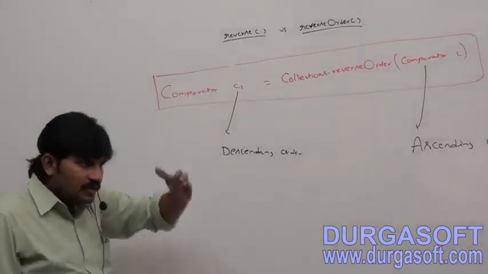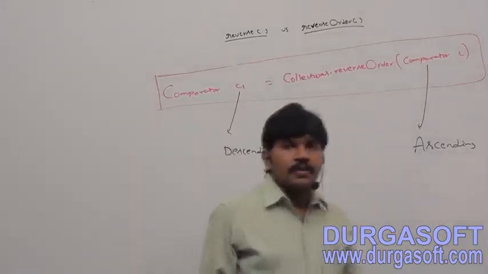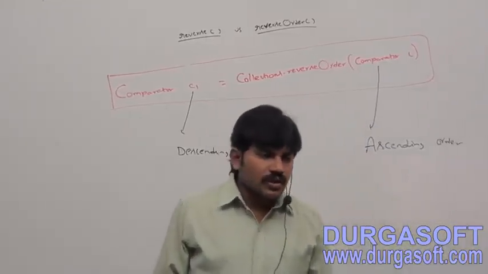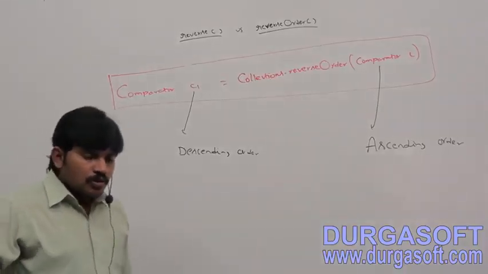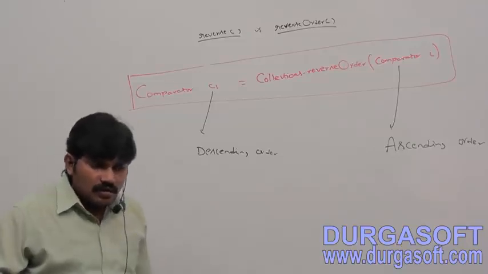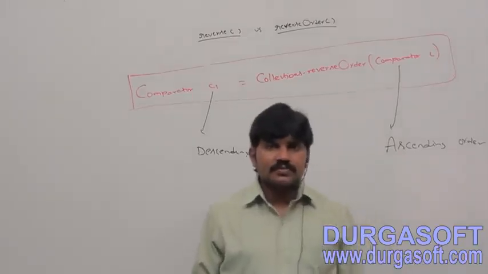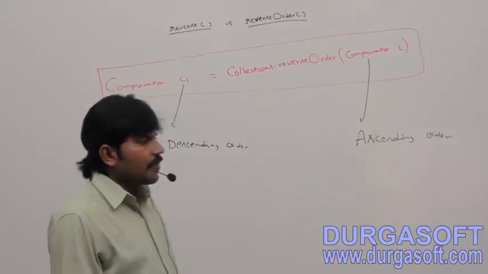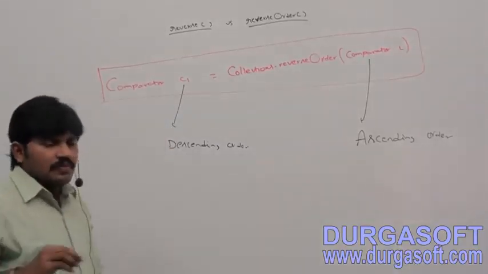Completed, right? Add the theory. We can use the reverse method to reverse the order of elements of a list.